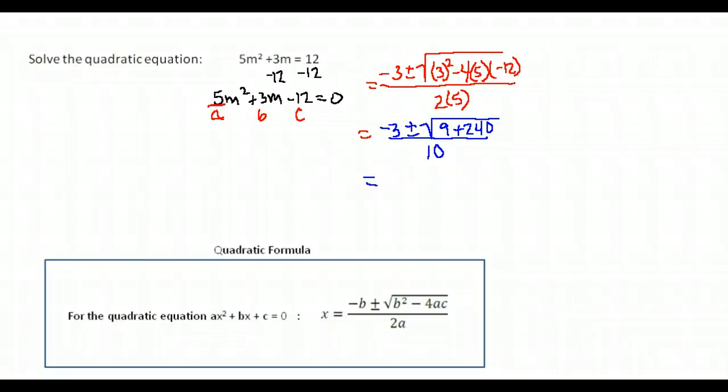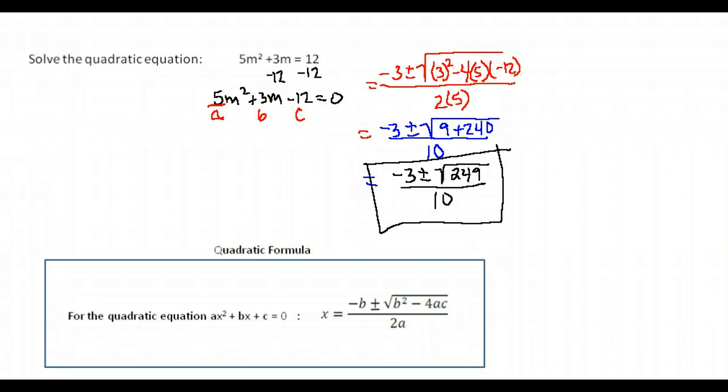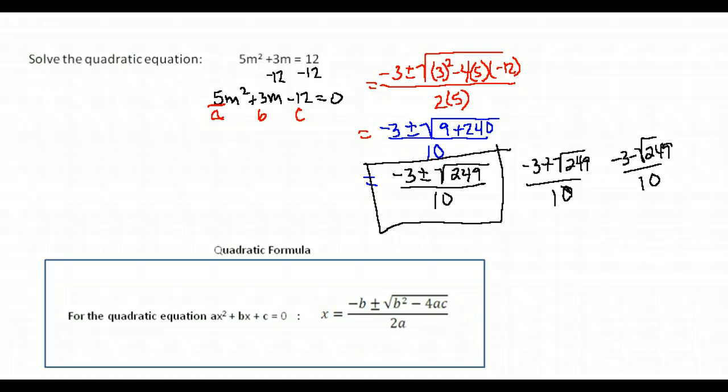We finish that up by adding the numbers under the radical, and we get negative 3 plus or minus the square root of 249, all divided by 10. So there are two answers. They would be negative 3 plus the square root of 249 divided by 10, and negative 3 minus the square root of 249 divided by 10. So if factoring isn't working and there are no factors that work out, we have to use the quadratic formula, which is right down here. You want to have that handy because we're going to use it a lot in this class, and you would use that to find your answers.